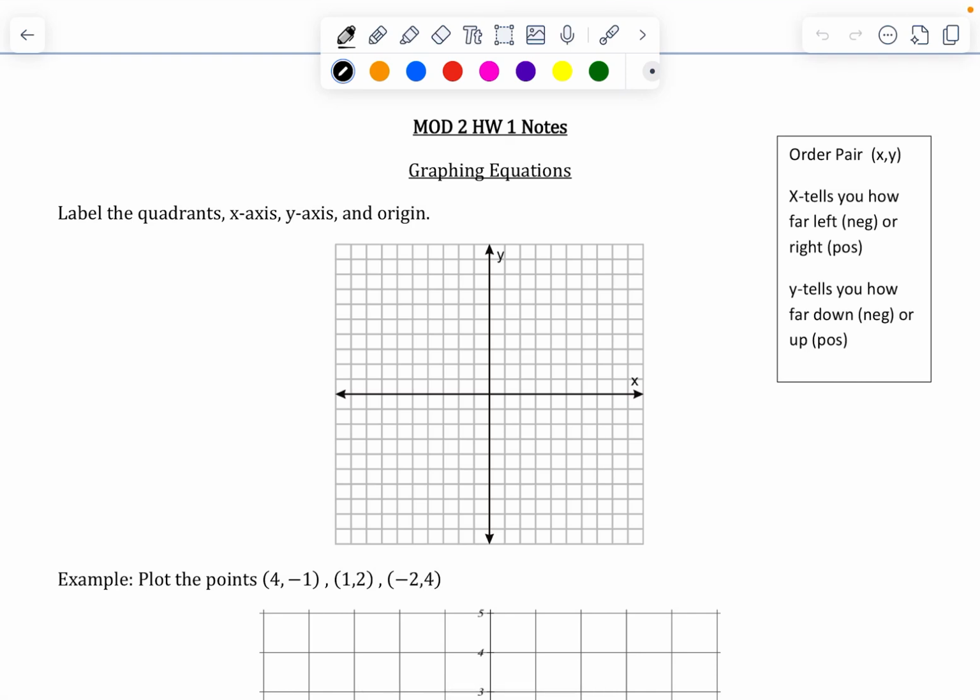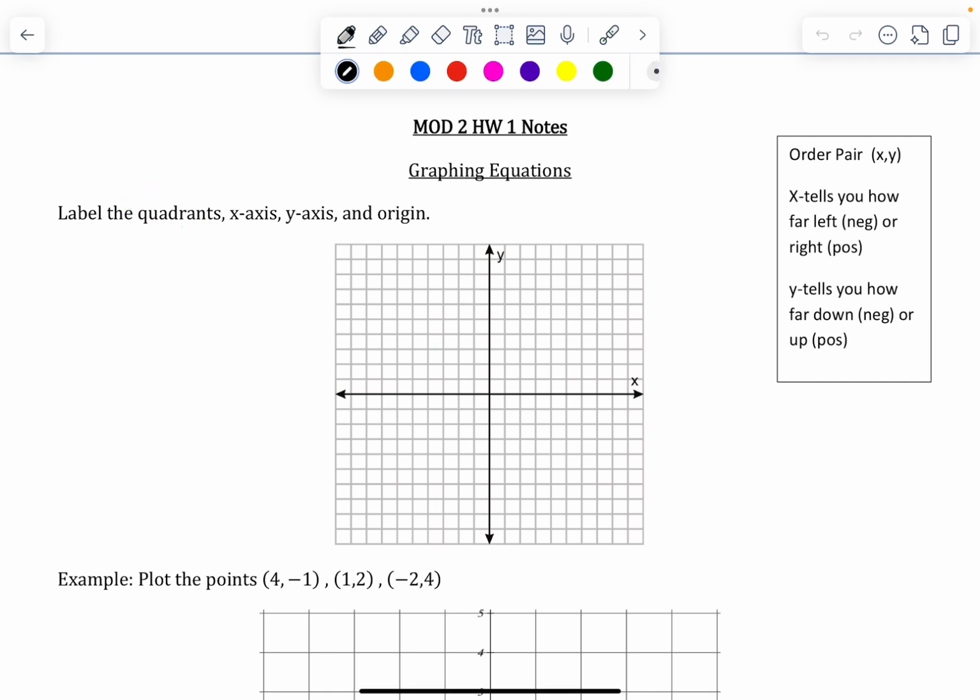Okay, this is Module 2 Homework 1 notes, and we're going to be talking about graphing equations. So the first thing that we're going to look at is a coordinate system. That's going to be what this graph is called. That's a coordinate system. And so we are going to label the quadrants.